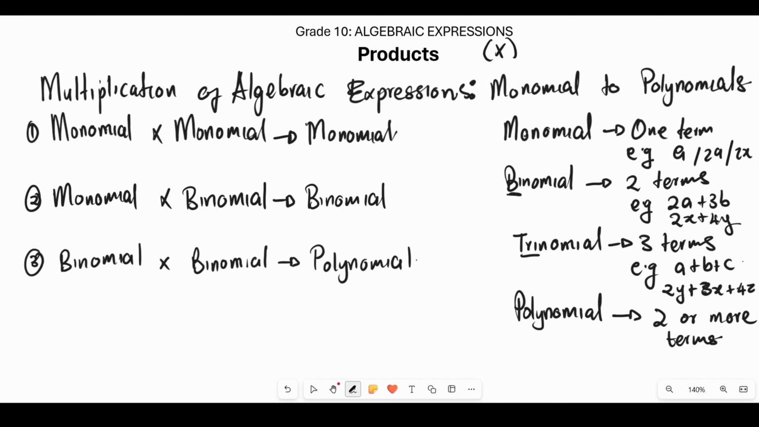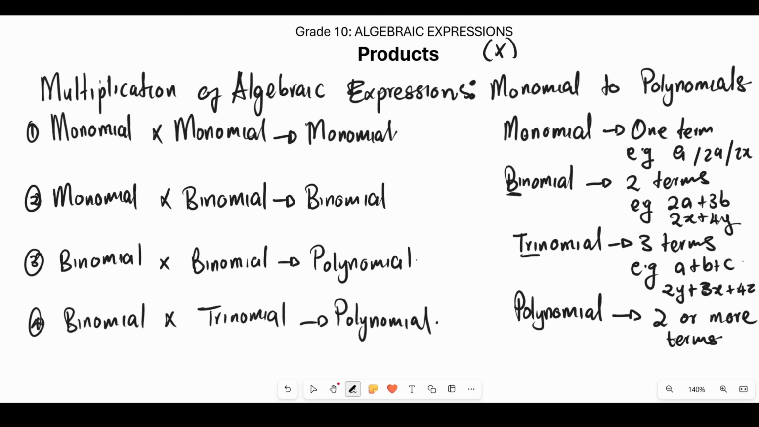I know you said a binomial. But anyways, it's going to be that. Then the last one is going to be a binomial multiplied by a trinomial. This is where we're going to end in our particular standard, whereby, you guessed it, a polynomial will result. So we're going to be having an example for each of these.